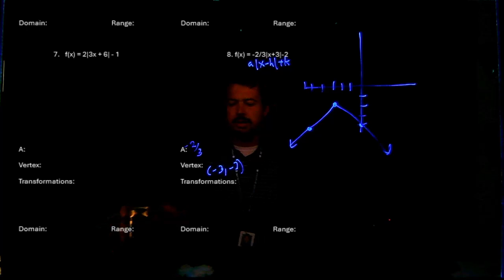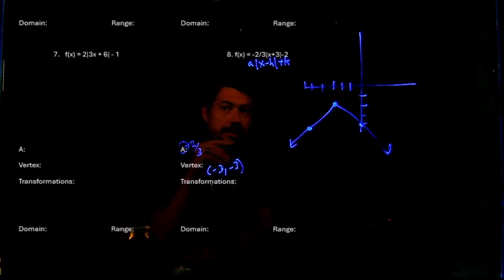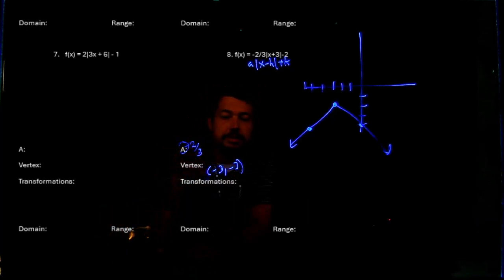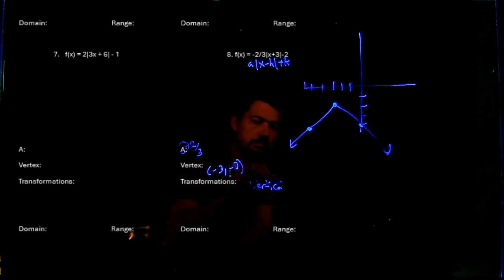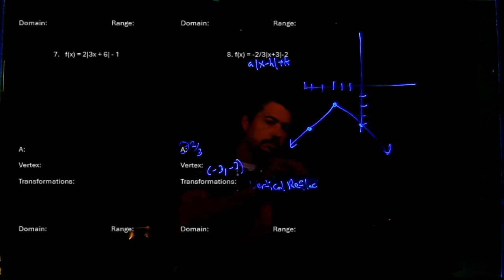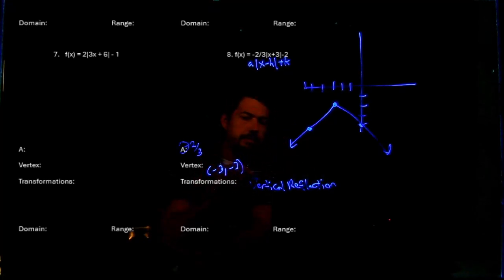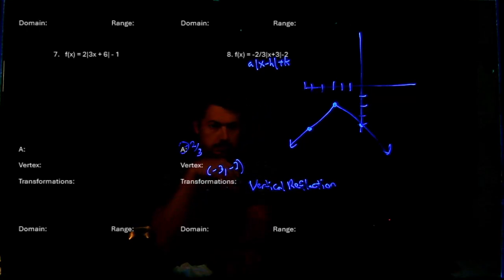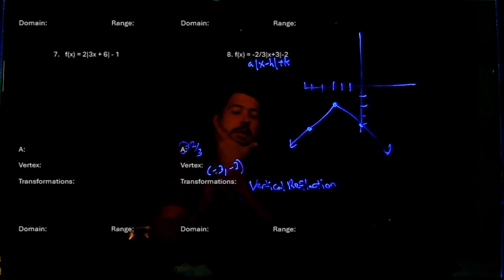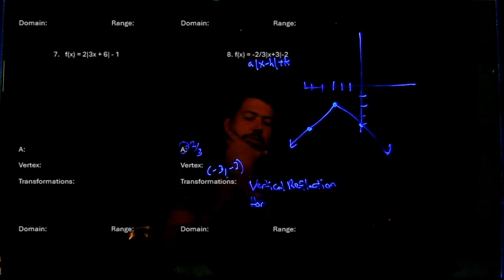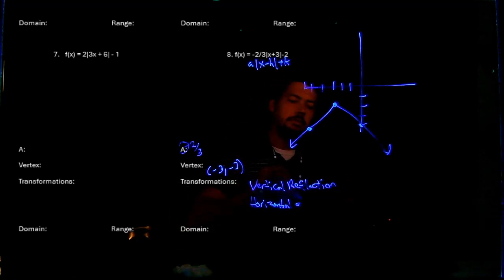All right, transformations. Now obviously this thing's upside down. It's upside down because of that negative symbol there. I've done that in a couple ones in the past here. So what we have here is a vertical reflection. And we also have some horizontal and vertical shifts. There is a horizontal translation or shift. I actually like the word shift. There's a horizontal shift of left 3, and there is a vertical shift of down 2.